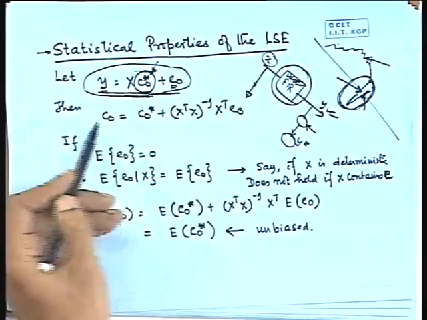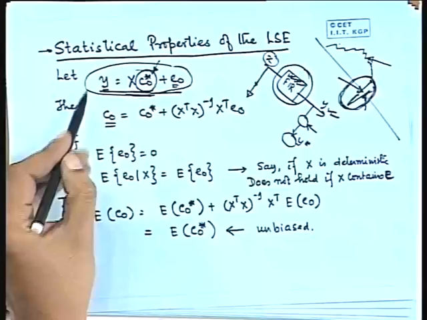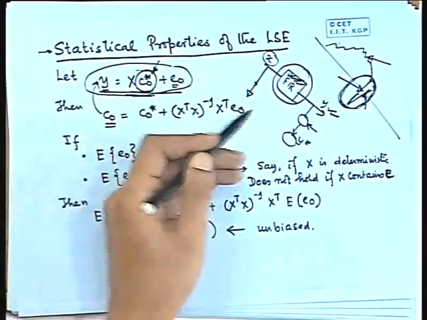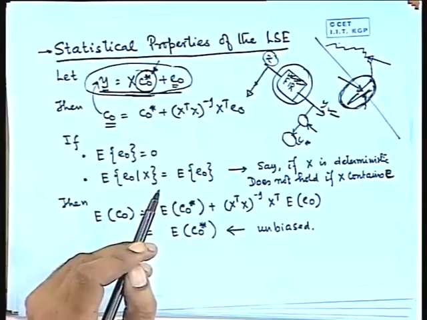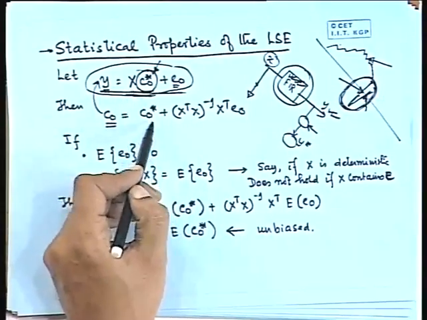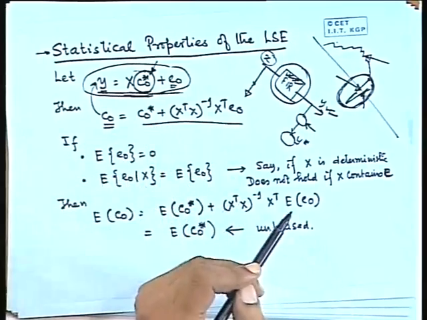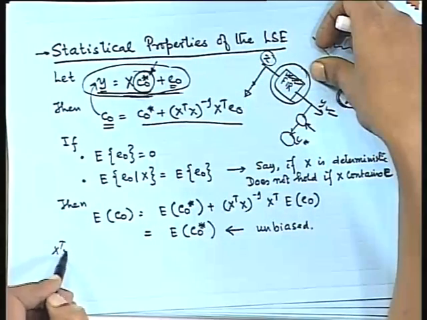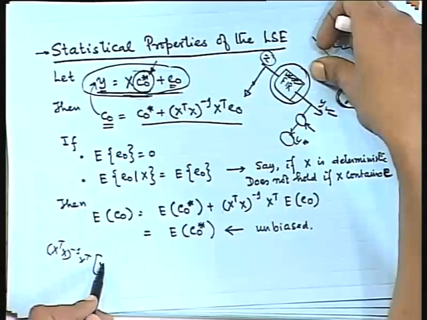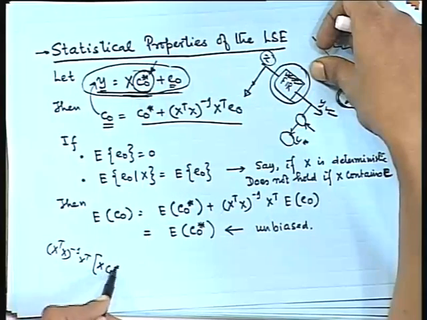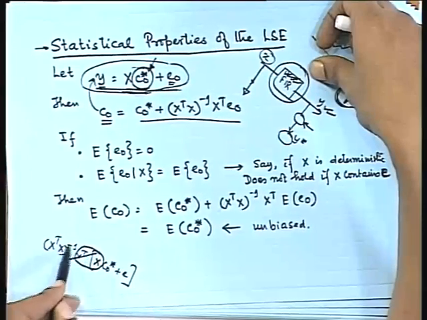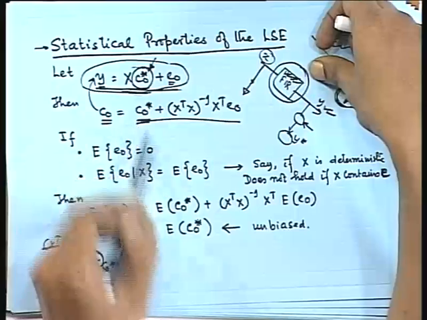So after all, what is my C0? C0 is my LSE, generated from y using that equation, x transpose x inverse x transpose y. Now if you put y equal to this, you will find that the equation comes to this: x transpose x inverse x transpose, now I will put this equation in terms of y, so x C0 star plus E. So this x transpose x, this and this will get cancelled. You will get C0 star here.